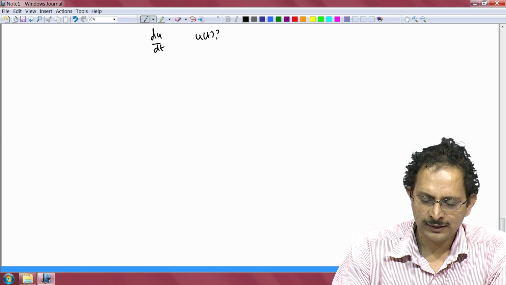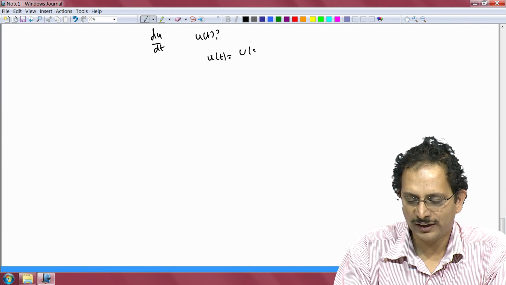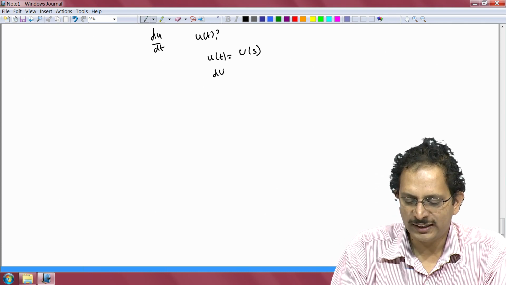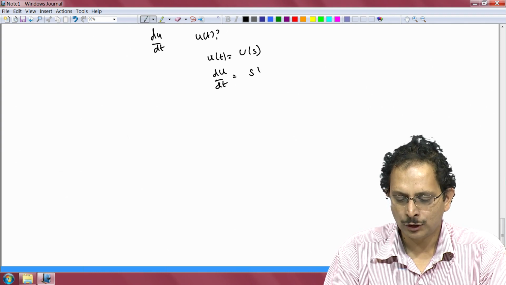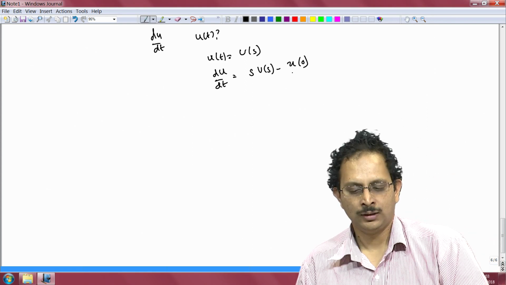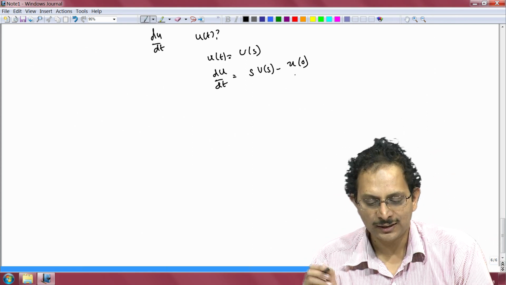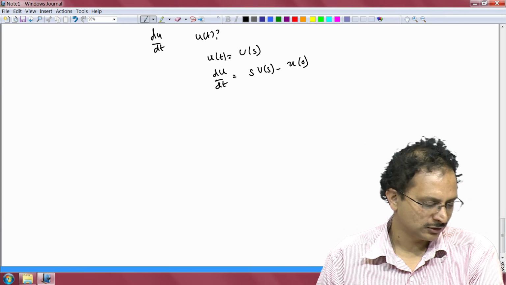So, you can show that if the Laplace transform of u of t is equal to u of s, then the Laplace transform of du by dt is equal to s times u of s minus small u of 0. Small u of 0 is the value of the time domain signal u of t at the time t equal to 0. So likewise you can generalize this further.